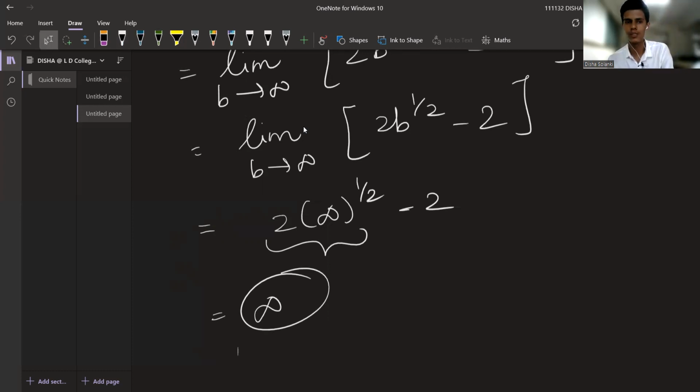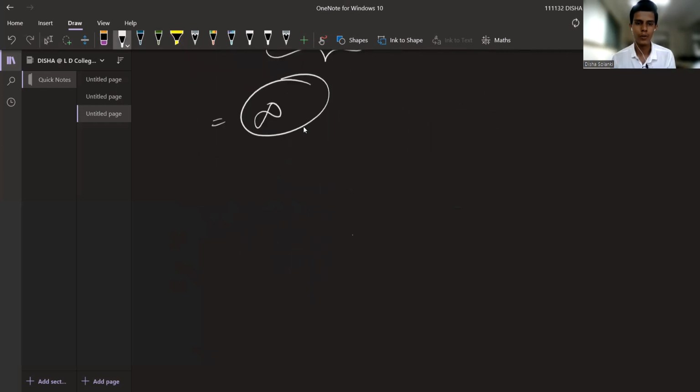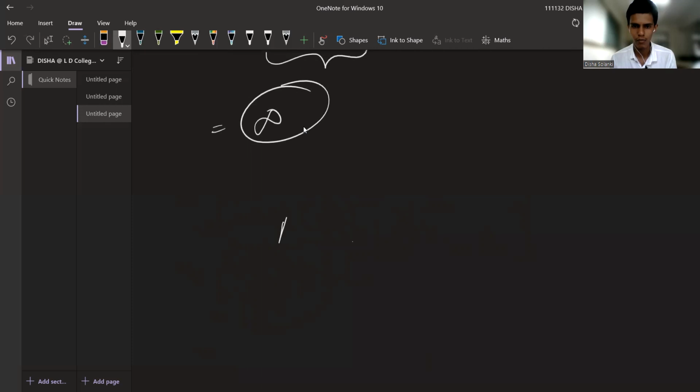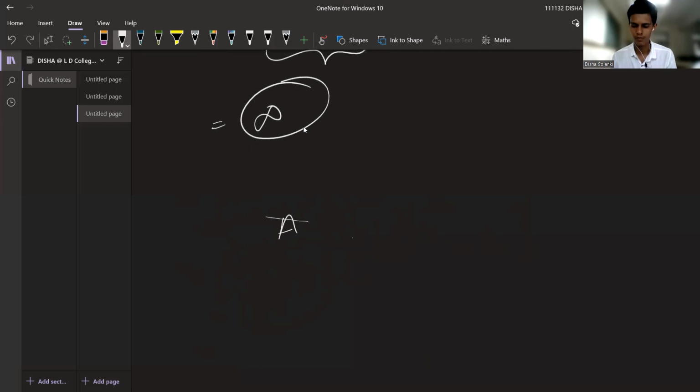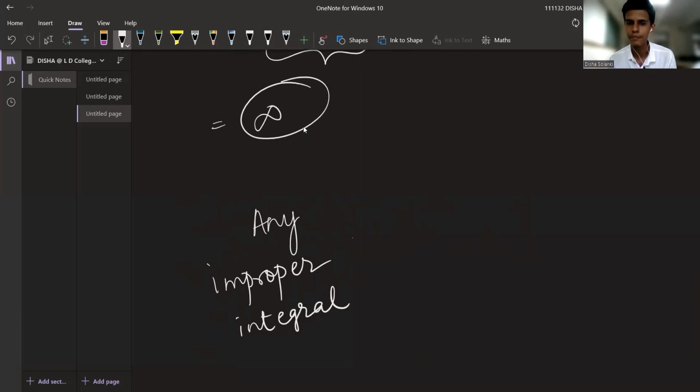Now there are two concepts here. For any improper integral, it will always have two kinds of answers. One answer may be infinity, another answer may be some finite value. So this one is infinite.